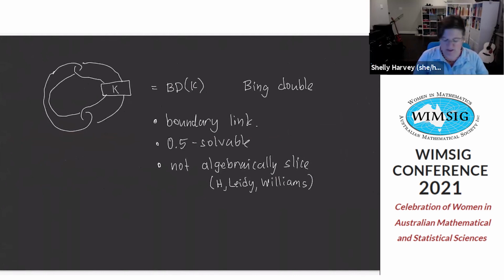So anyway, here's an example, here's a picture. This is an example of something called the Bing double of a knot. It's a boundary link. That's kind of hard to see. I don't have time to explain it. It is 0.5-solvable, but it's not algebraically slice. So unlike for knots, these are not equivalent notions.